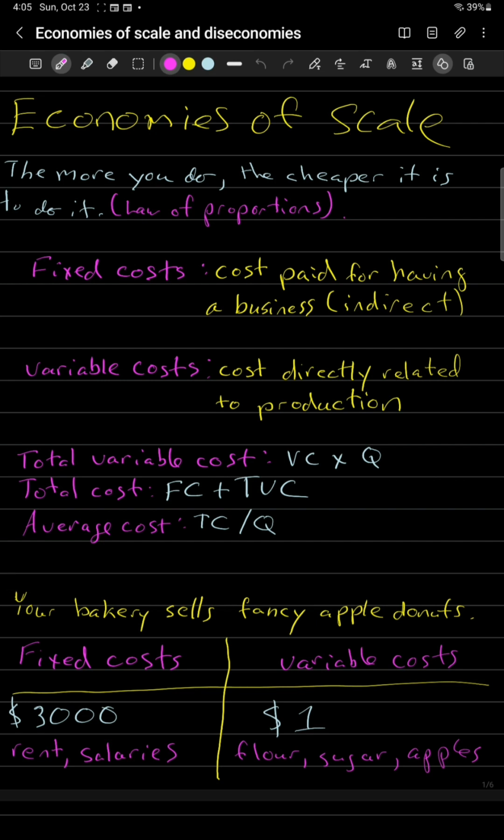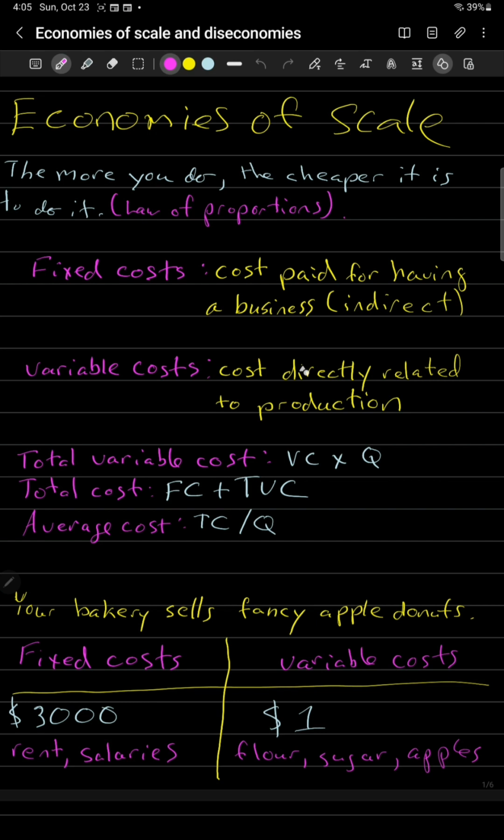And a lot of this, not everything, but a lot of it has to do with fixed costs versus variable costs. Fixed costs are the costs paid for having a business. For example, let's say you have a bakery. Well, you have to pay for rent every month, right? Even if you don't make or sell anything, you still have to pay for rent. And you have a cashier and a baker, you have to pay your salaries, right? So every month you have to pay these things. These are your fixed costs. And they're not related directly to whatever you're making, it's just stuff you have to do.